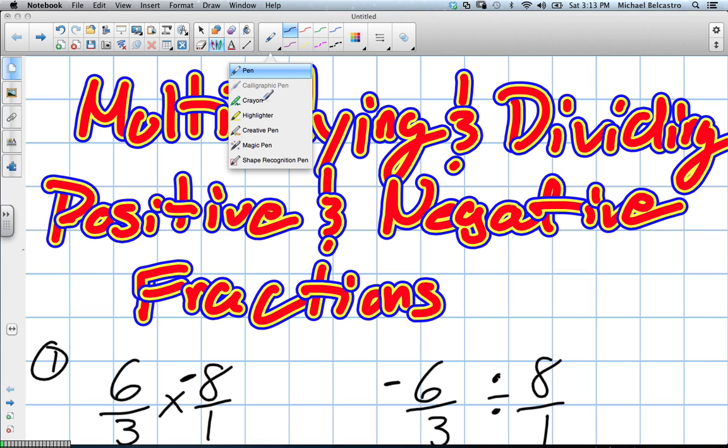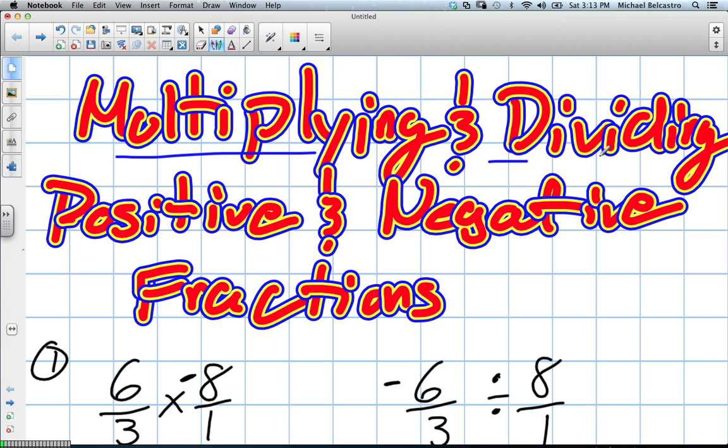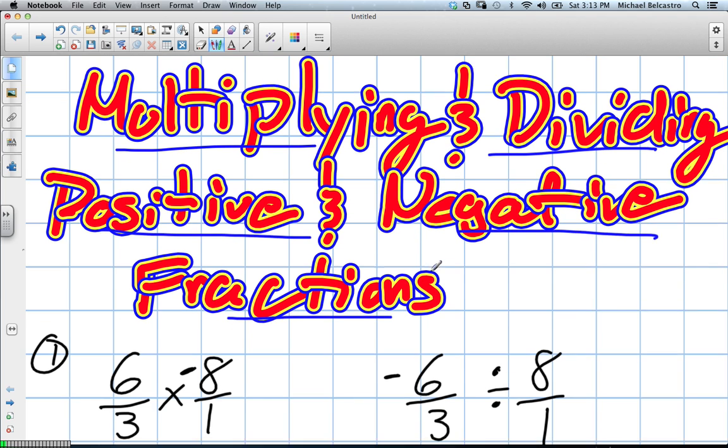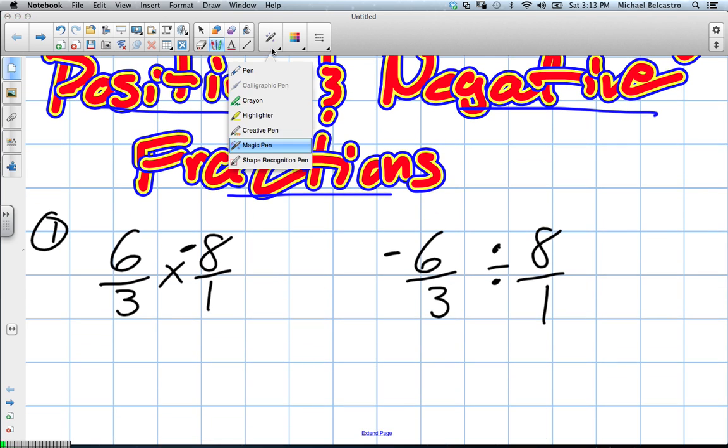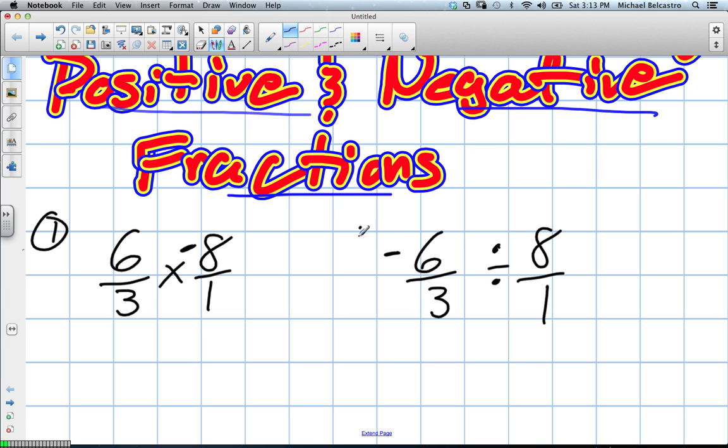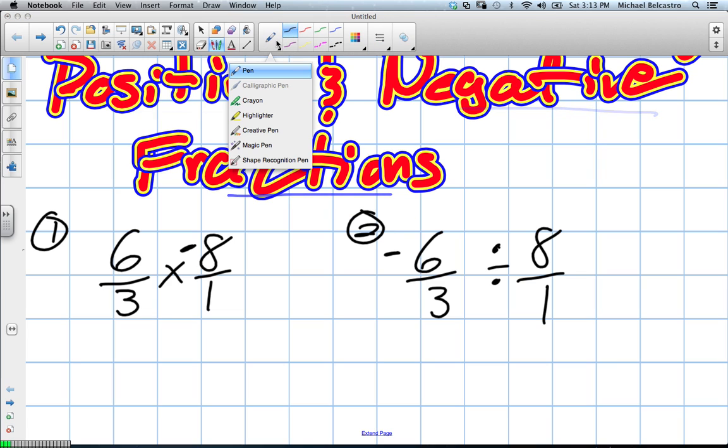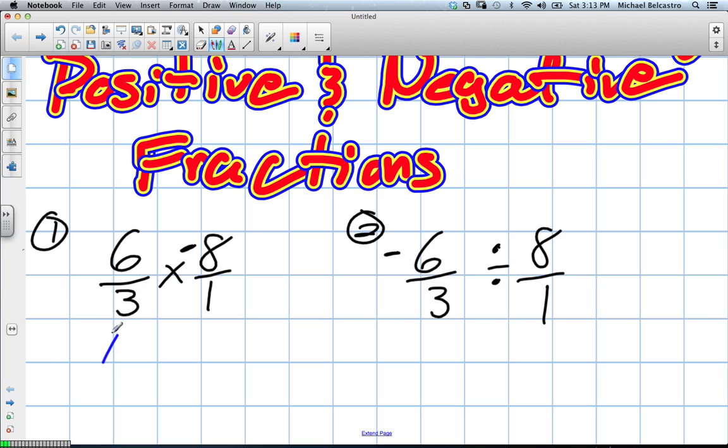Okay, so we're going to be going through multiplying and dividing of positive and negative fractions. Quite a bit of information. We have two questions to start. Here's our number 2. The very first question is 6 over 3 times negative 8 over 1.